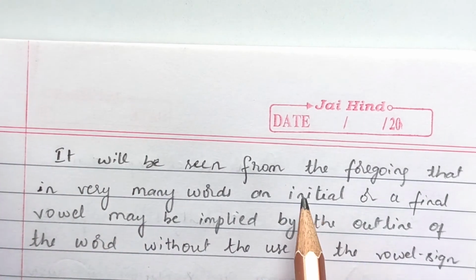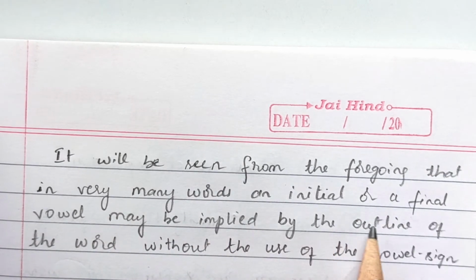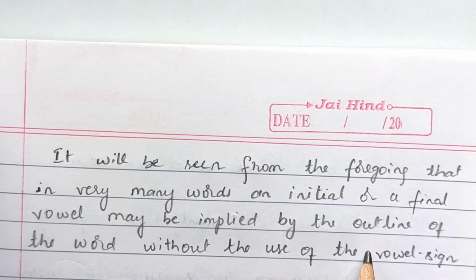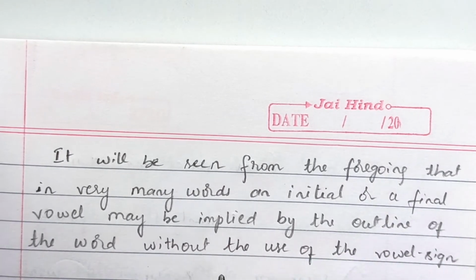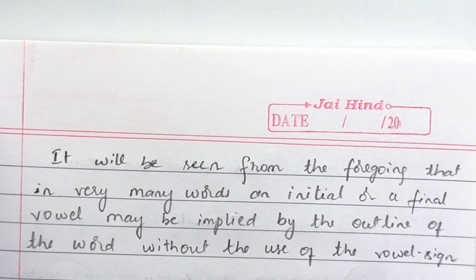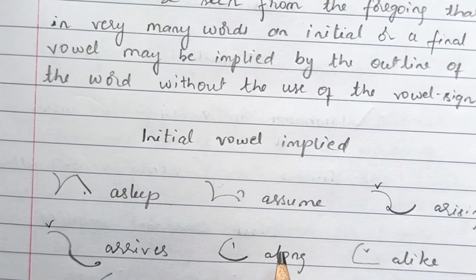And it will be seen from the foregoing that in very many words, an initial or final vowel may be implied by the outline of the word without the use of a vowel sign. We know that the first place will be written above the line, second place on the line, and the third place through the line. So in order to indicate this, we can sometimes omit the vowel signs.